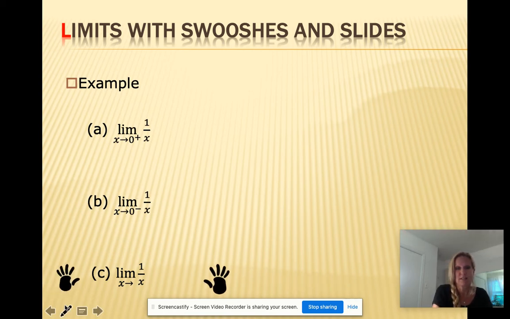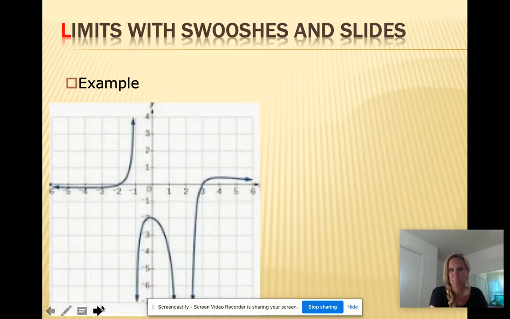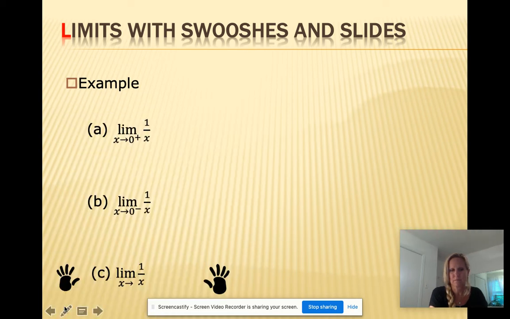What is the right range walker doing? What is the left range walker doing? Are they doing the same thing? So the graph of 1 over x I didn't give you. You're supposed to know what that looks like. You studied that in Algebra 2.